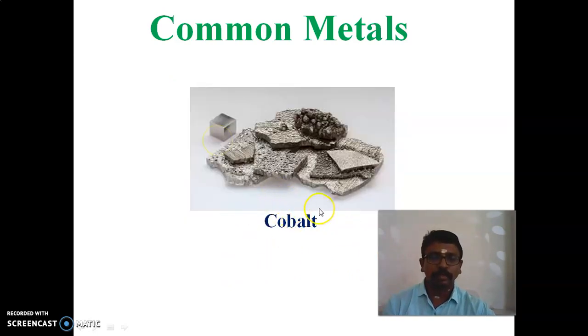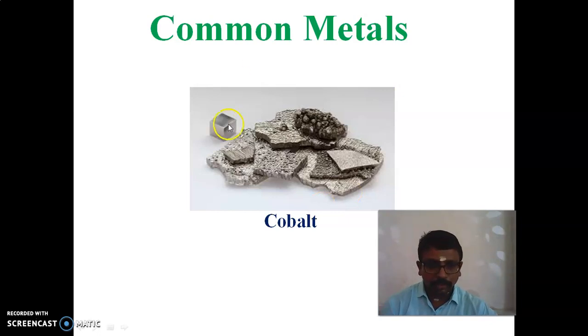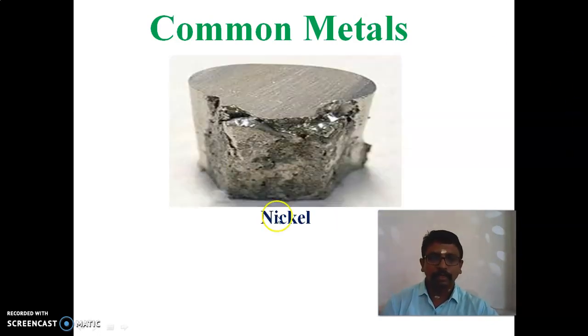And cobalt. What is the symbol for cobalt, children? Co. It also has the lustrous property and is very hard. And nickel. What is the symbol for nickel? Ni. It also has the lustrous property and is very hard.